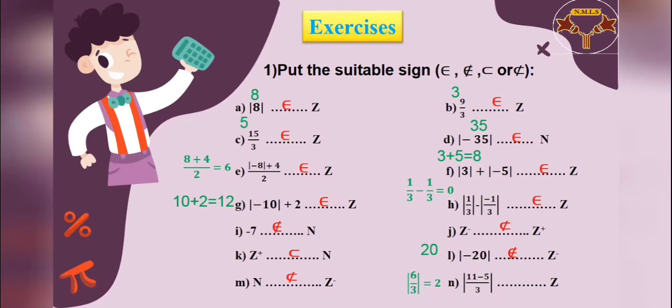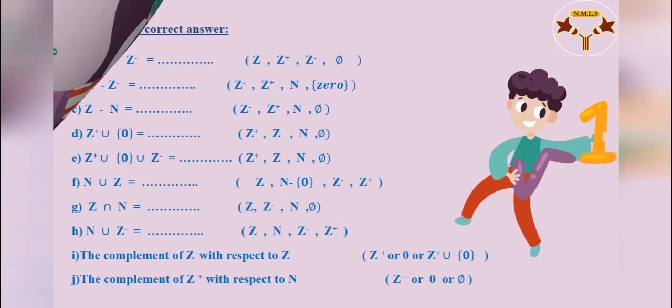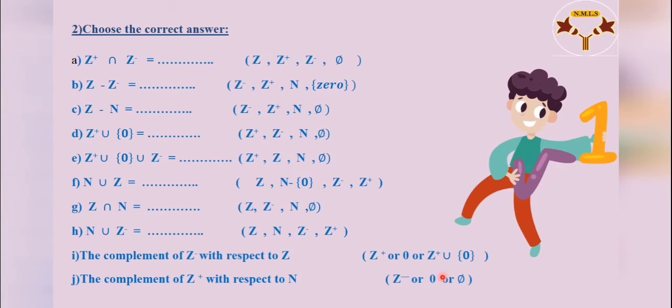11 minus 5 over 3 in an absolute value. So here the absolute value of 11 minus 5 is 6. 6 over 3 equals the absolute value of 2, which is 2. And 2, what is its relation with Z? Yes, it belongs to Z.